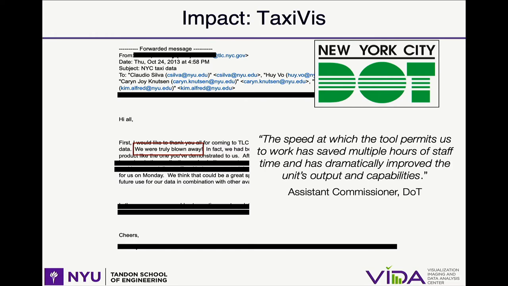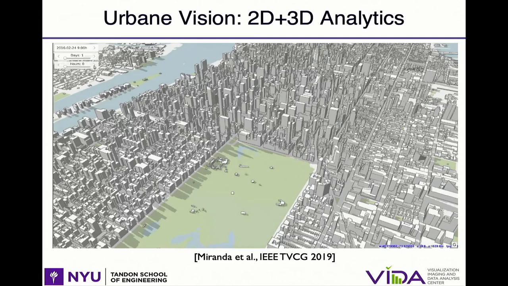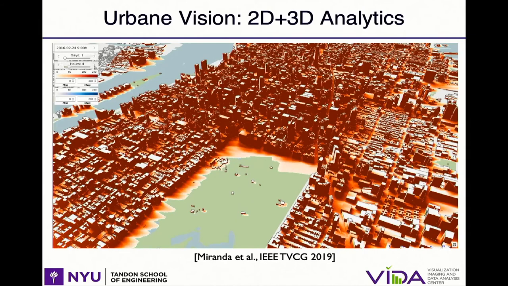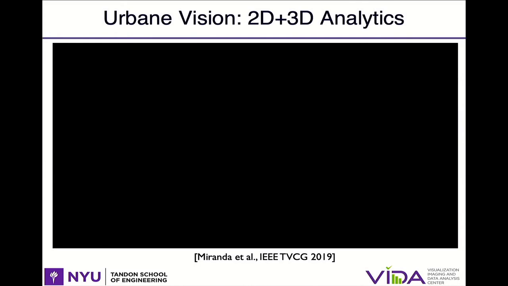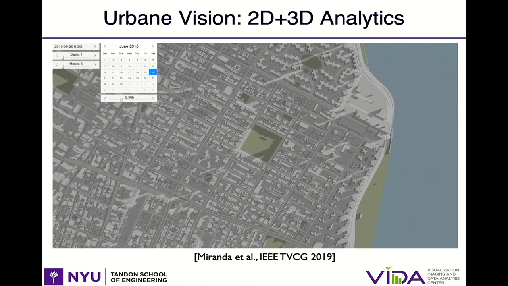That's fine, right? So in terms of Urbane, the vision for it is a system that supports both 2D and 3D analytics, because cities are 3D. So it's important to consider the 3D environment. And here's an example of recent work where people are using the urban infrastructure to study shadows in the city, right? And this is actually a very important problem.